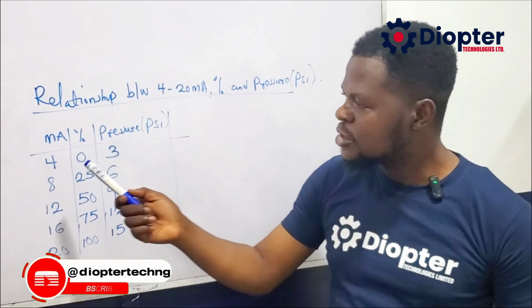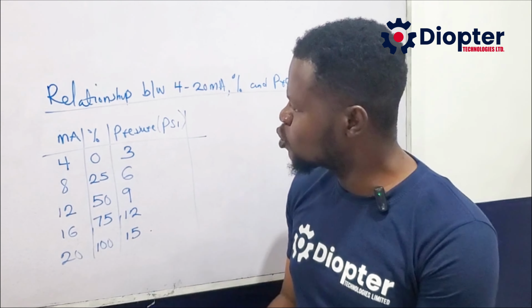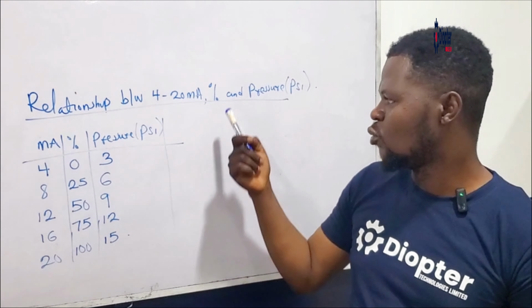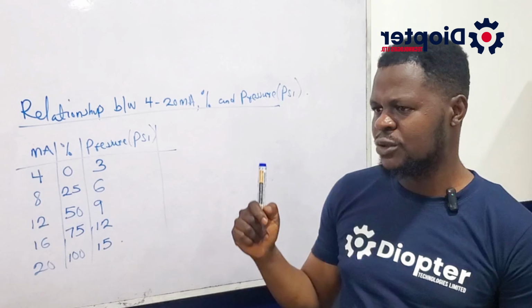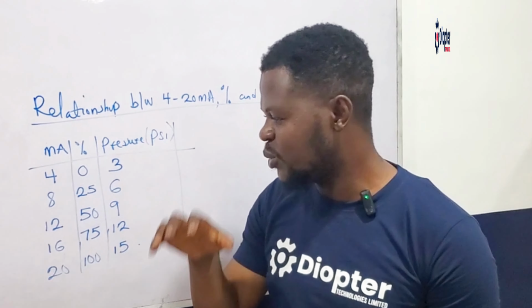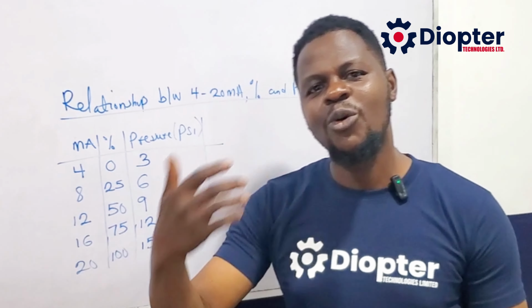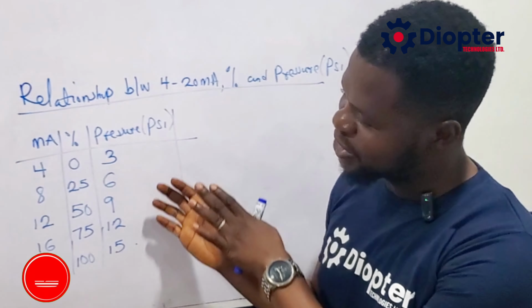So this is the relationship between the 4 to 20 milliamp analog signal, percentage, and pressure. Anytime you wish to do any form of calibration or work on any instrument, you must understand this relationship.